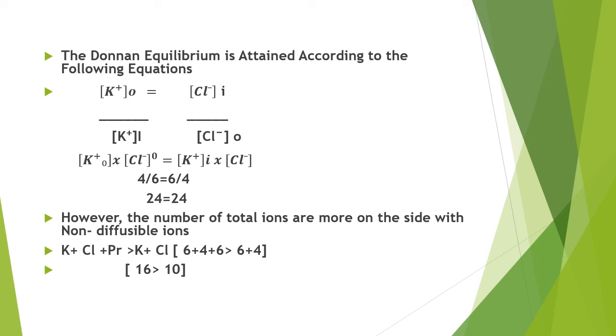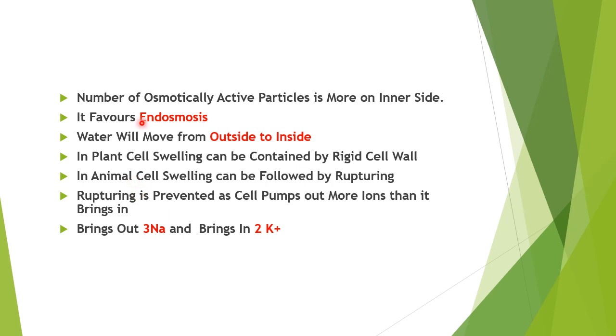So in this situation, what will happen? There is a movement of ions, but no energy has been used here. The number of osmotically active particles is more on the inner side. When osmotically active particles are more on the inner side, because of these non-diffusible ions, it favors endosmosis. Water will move from outside to inside. In a plant cell, swelling can be contained by the rigid cell wall because there will be a turgor pressure. There can be a swelling, but since it has a cell wall, it will not result in the rupturing of the cell. But in case of animal cells, swelling can be followed by rupturing.